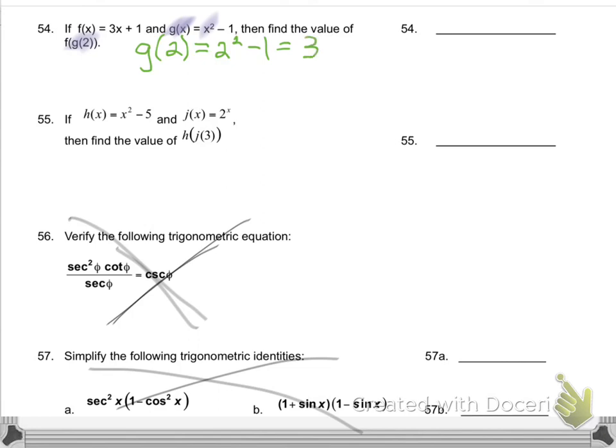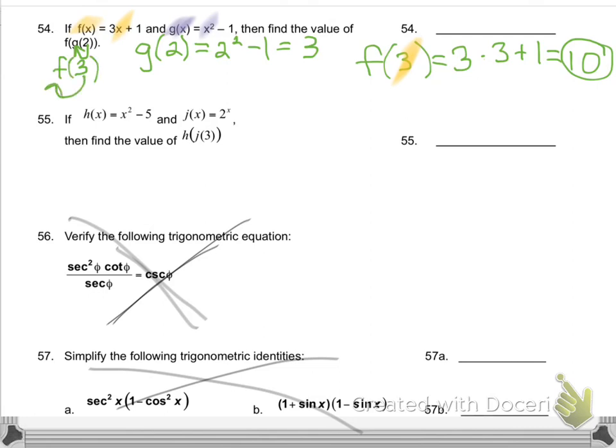So I'm going to replace g of 2 now with 3. So all I really have left to find now is f of 3. This time I'm going to plug 3 in the f function wherever there's an x. So this looks like 3 times 3 plus 1, which is 10. So just to recap, all I did was take 2, and I plugged it into g. My output was 3, right? And I was left with f of 3, so now I'm going to plug 3 into the f function and I got out 10.